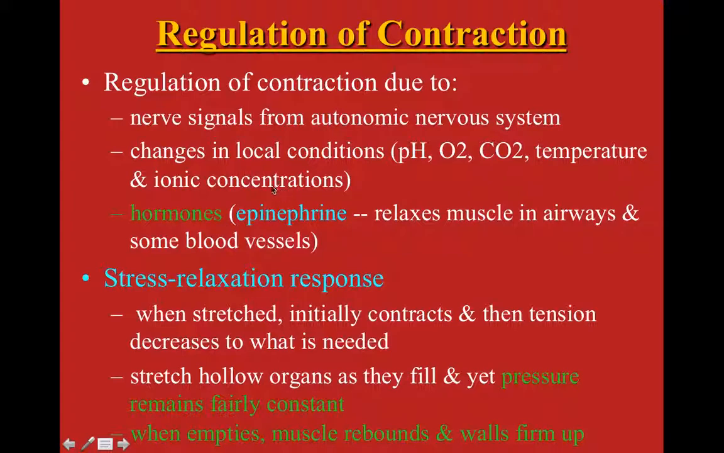Regulation for contraction is due to nerve signals from your autonomic nervous system in smooth muscle. And it also changes local conditions such as your pH, oxygen and carbon dioxide levels, temperature, and ionic concentrations. Hormones can also change our contractions in our smooth muscle, such as epinephrine, which relaxes muscle in airways and some blood vessels.